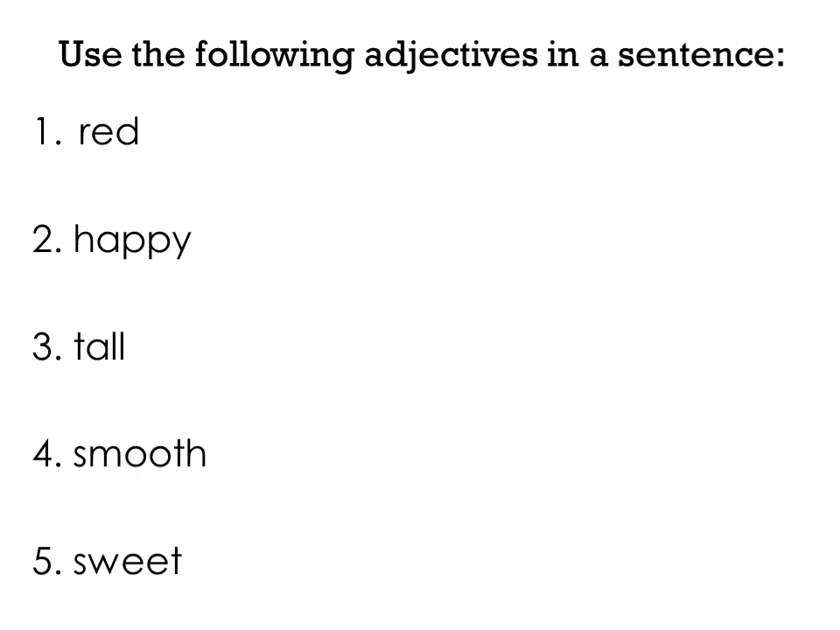And number four is smooth. In Tagalog, smooth is madulas. So think of a thing, an object, which is smooth. Example, I have a smooth hair. Now your turn. You write your answer in your notebook.